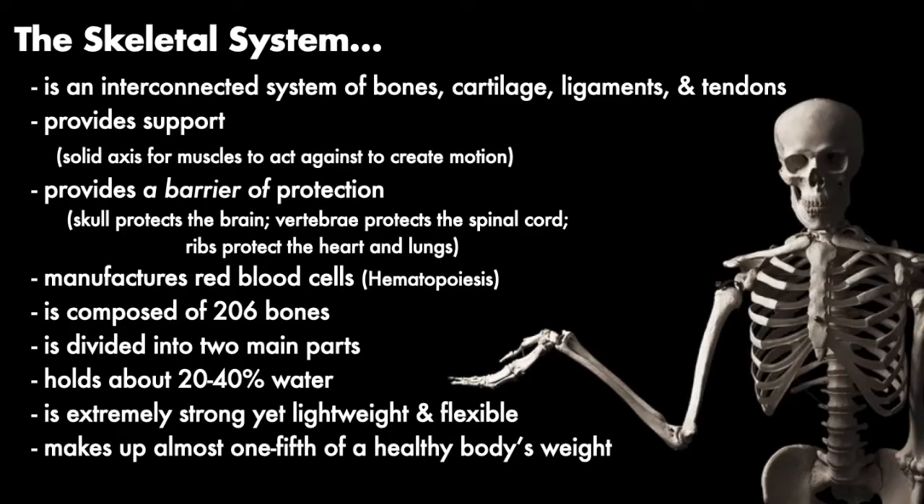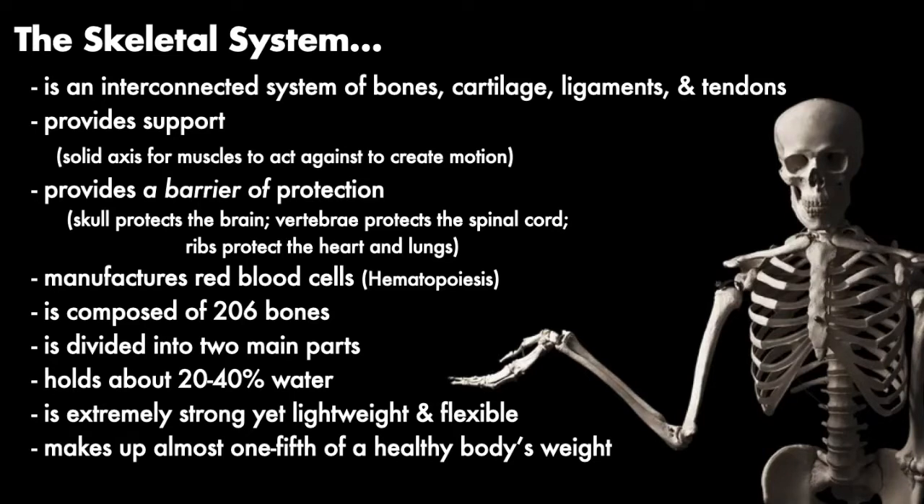Now, the skeletal system is going to be an interconnected system, primarily of bones, but it also includes cartilage, ligaments, and tendons. The skeletal system will mainly provide support. It is the central axis that the muscles attach to and act on to create motion. The skeletal system is also a form of protection. It acts as a barrier to protect vital organs such as the brain, the spinal cord, the heart, the lungs, and the kidneys.